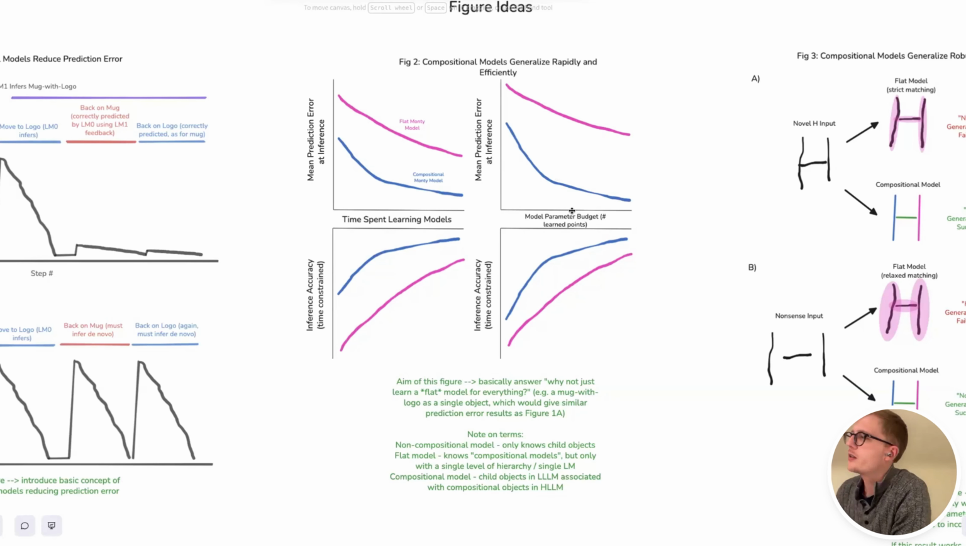And then another dimension to look at this is your parameter budget, like how many points in your model you have expended to learn these representations in order to perform at inference time. Looking at the same measurements, mean prediction error and inference accuracy, you'd see a similar trend: the compositional model scales much better as a function of how many points you allow it to learn, versus the flat model. Does that make sense? Yeah, makes sense.